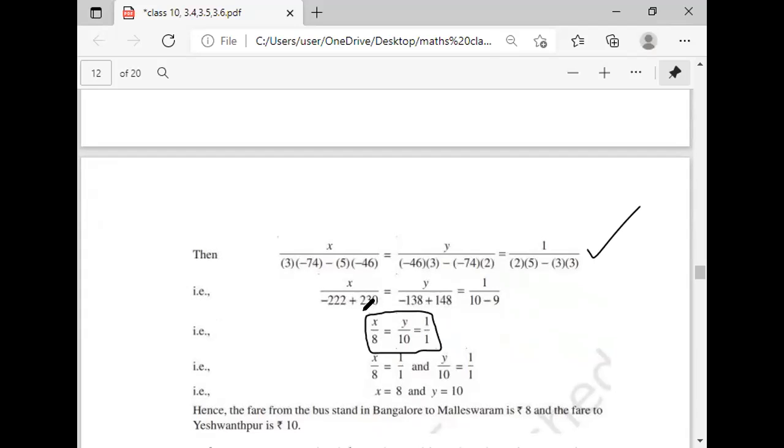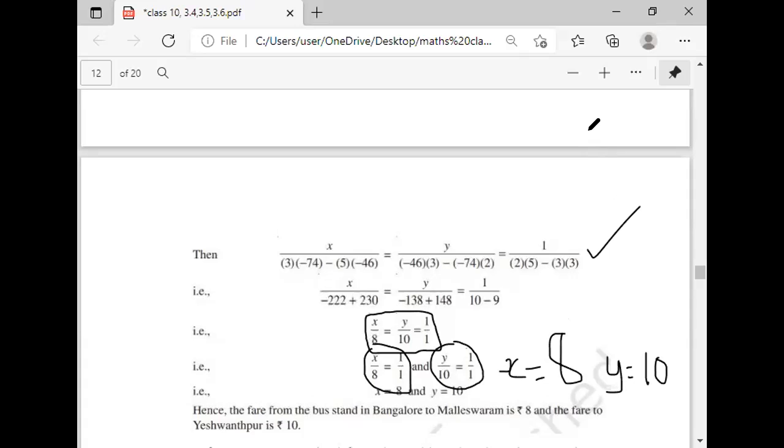So first we will consider x by 8 is equal to 1 by 1, and y by 10 is equal to 1 by 1. And you can see that the value of x is equal to 8 and the value of y is equal to 10. Are you clear how we are getting the answer? Yes, sir.